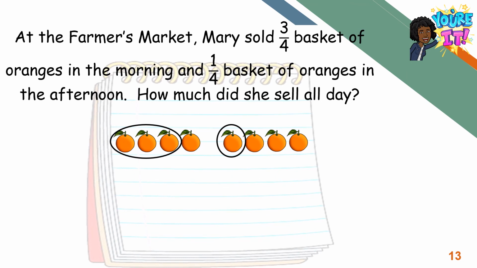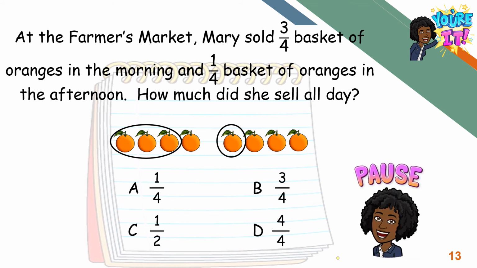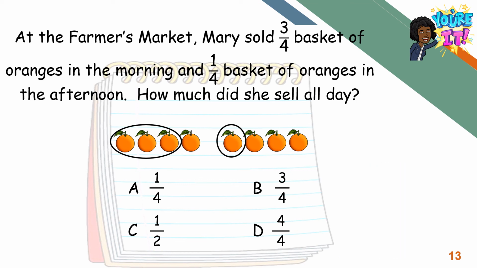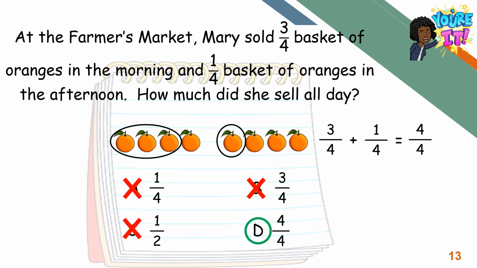Last one. At the farmer's market, Mary sold 3/4 basket of oranges in the morning and 1/4 basket of oranges in the afternoon. How much did she sell all day? Pause the video and solve. I know I need to add because it says how many she sold the whole day. So 3/4 plus 1/4 equals 4/4. Our answer is D.